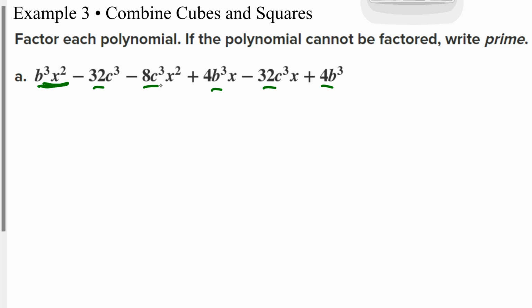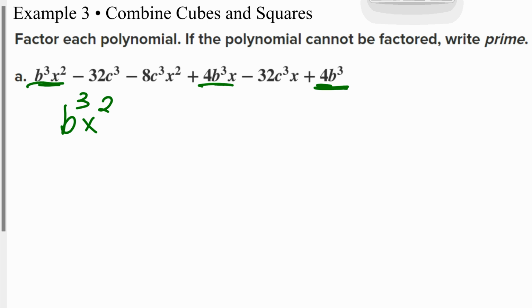So this has an x squared. This has an x squared. Is there any more x squareds in there? No more x squareds in there. So maybe I want to combine something else. How about I combine the b cubes? That's a b cubed, that's a b cubed, and that's a b cubed. So I'll put those 3 together.